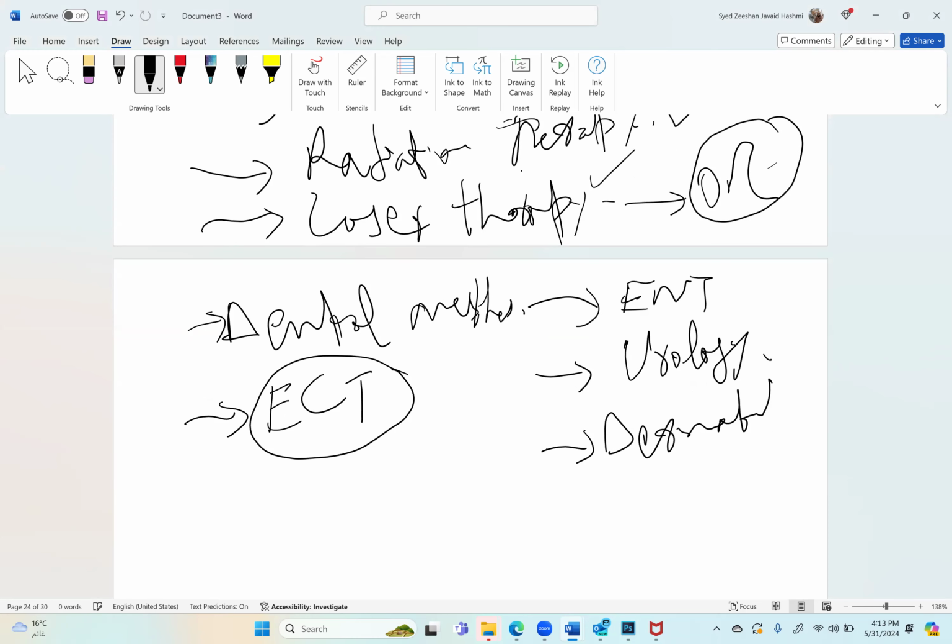What is conscious sedation? What is deep sedation? And what is the difference between deep sedation versus GA? Please, Faiza, tell me. What is the difference between conscious sedation, deep sedation, and GA?